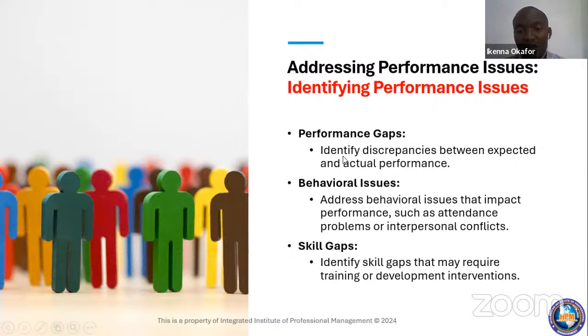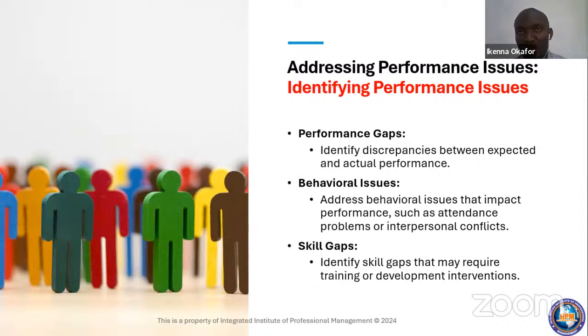Identifying performance issues, performance gaps, behavioral issues. It's also a time for you to address certain behavioral issues that may arise or that you've noticed. Let's say a very high performing staff has an attitude problem. This is where to address it. This is where to see how we can organize behavioral training or coaching or personal mentoring.